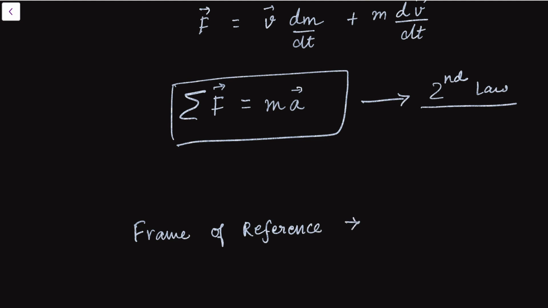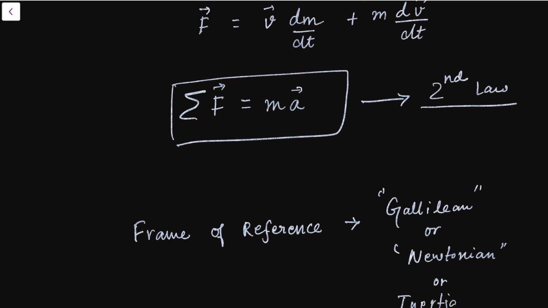It's called Galilean or Newtonian or inertial frame of reference.